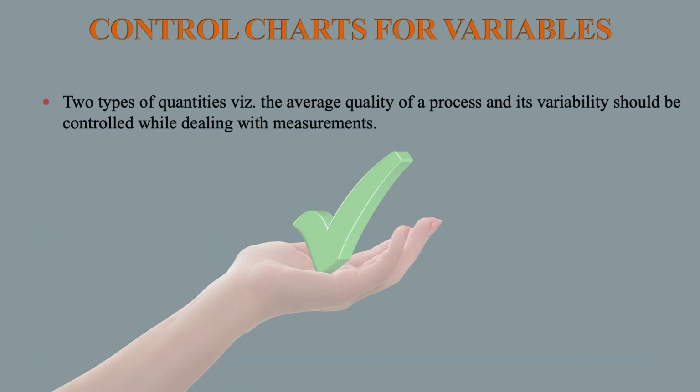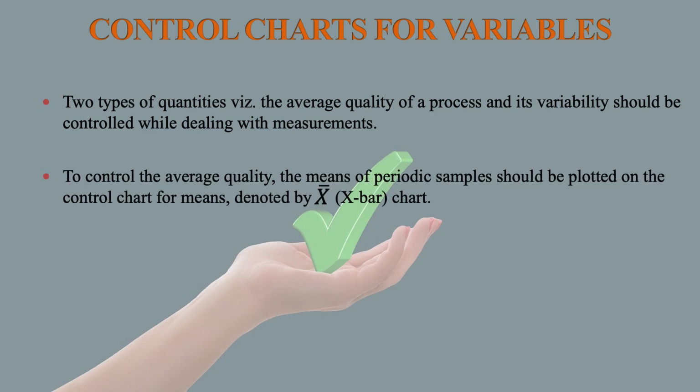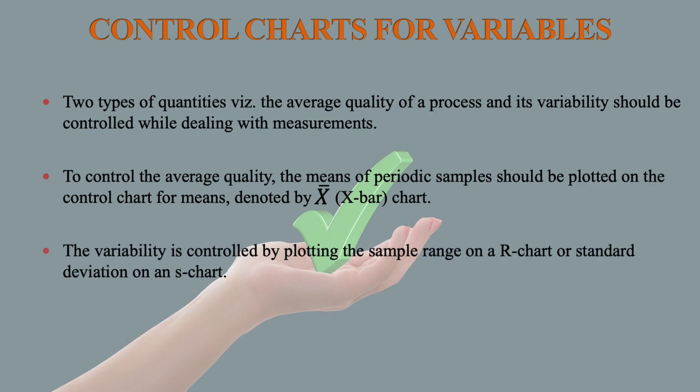Two types of quantities, that is the average quality of a process and its variability, should be controlled while dealing with measurement. To control the average quality, the means of periodic samples should be plotted on the control chart for means denoted by X bar chart. The variability is controlled by plotting the sample range on R chart or standard deviation on an S chart.